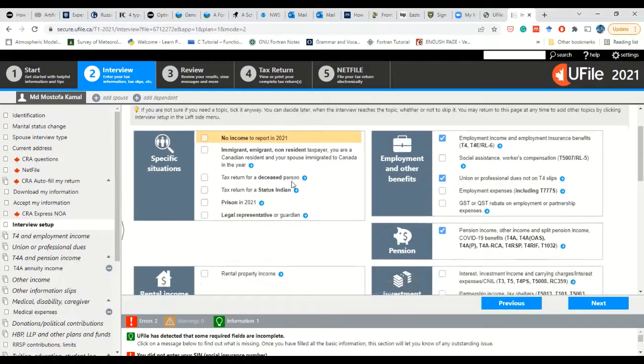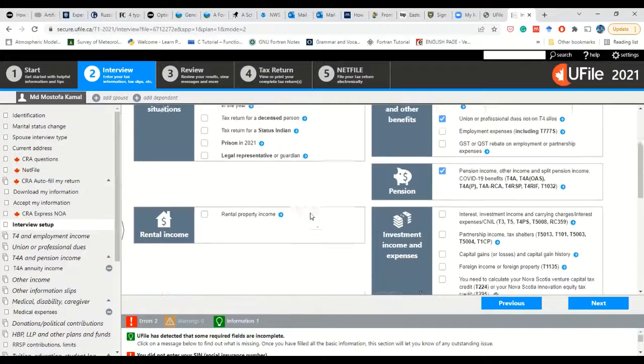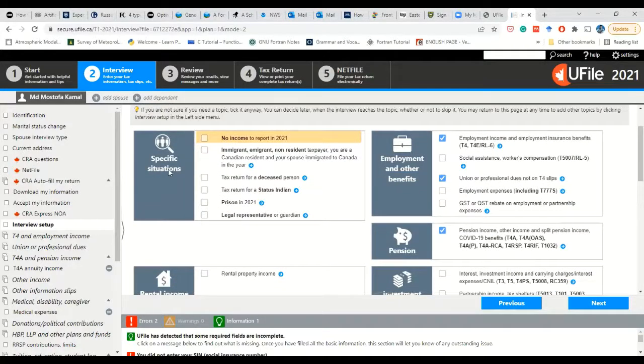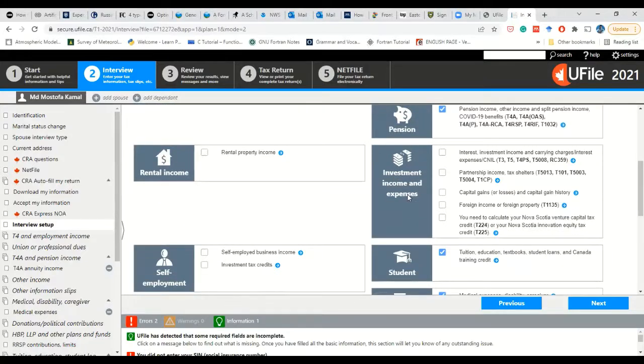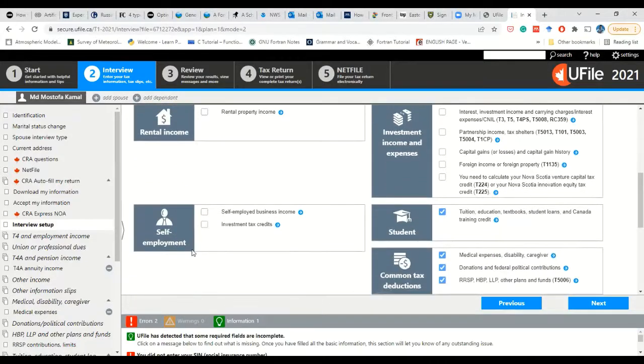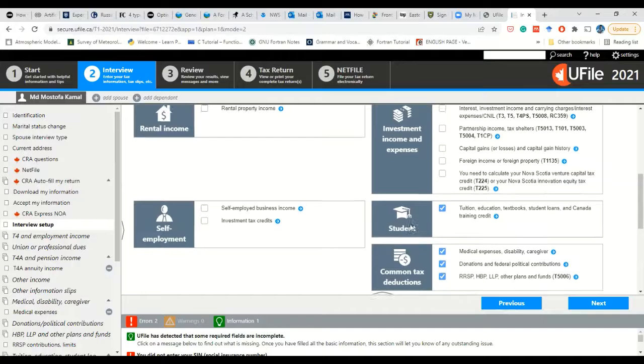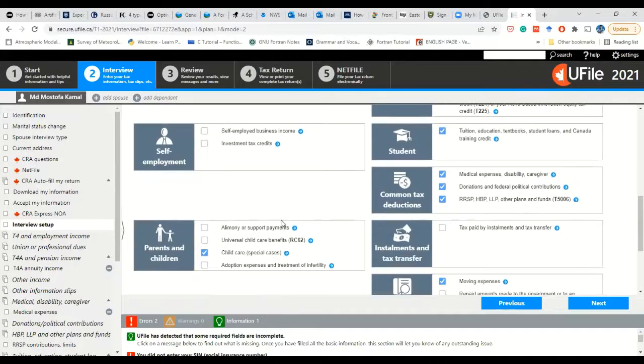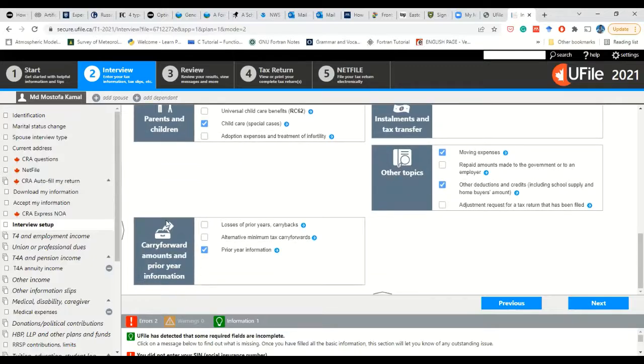So here there are different sections. You can see a specific situation, employment, other benefit, pension, investment income, rental income, self-employment, student, common tax deduction, parent and child benefit, installment. So all the forms are here. Okay, this is the form section.